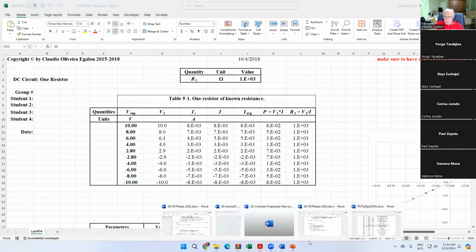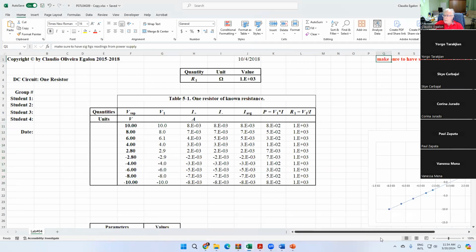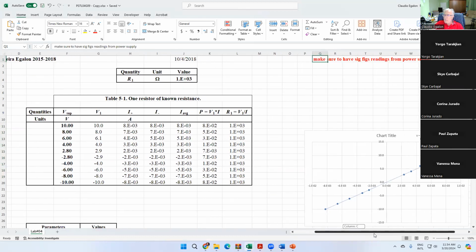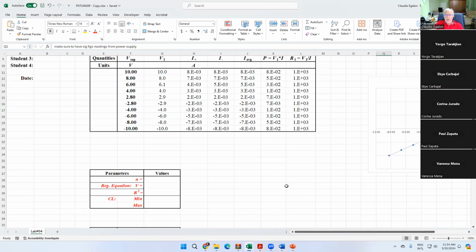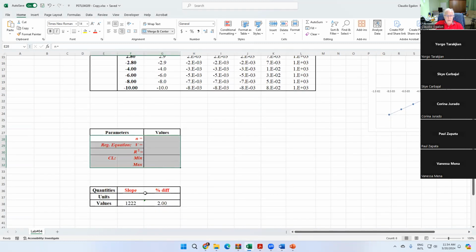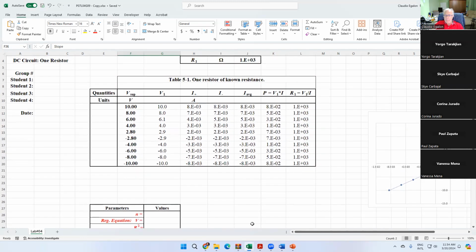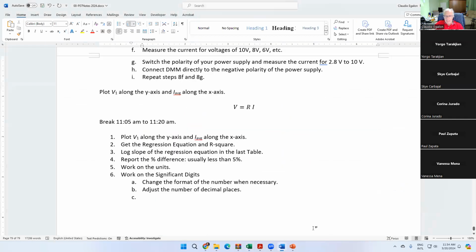Anything in red does not require significant digits. Anything in red that is slope doesn't need significant figures. It's percentage difference. You don't have to worry about significant digits. Quantities in red do not require significant digits. Okay.